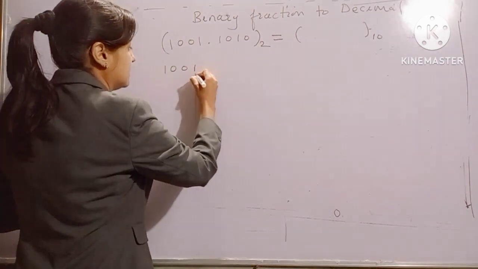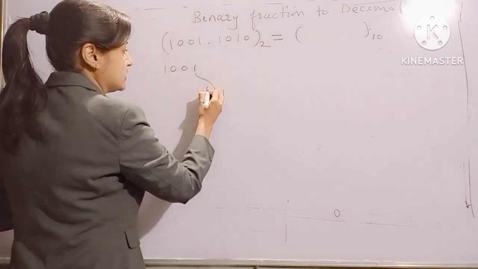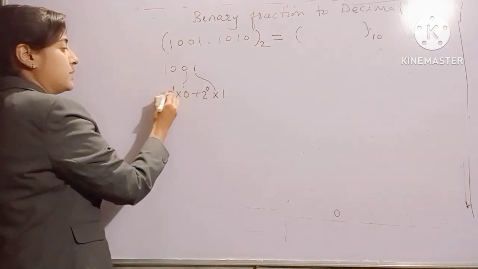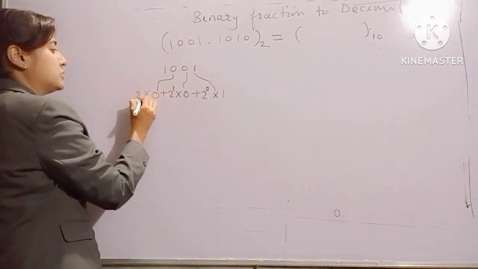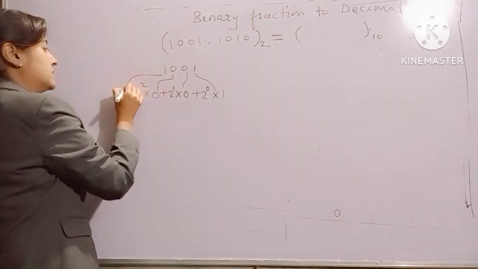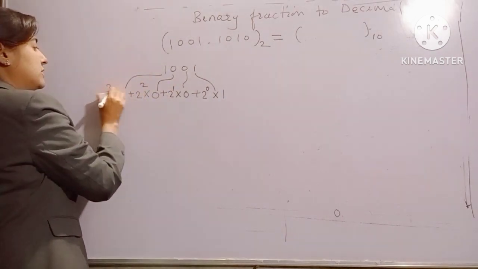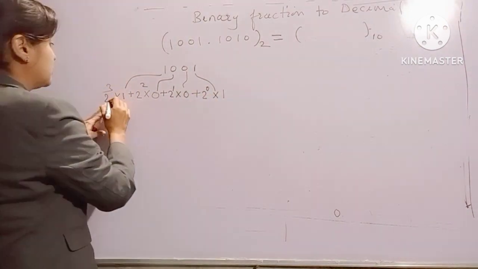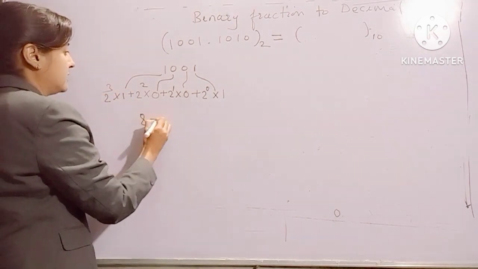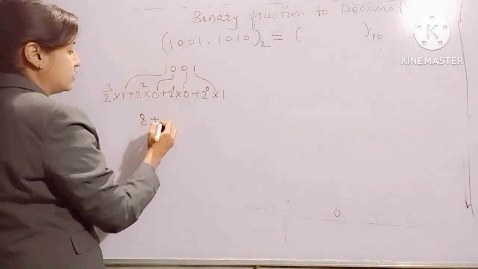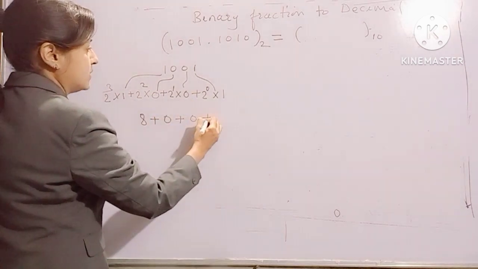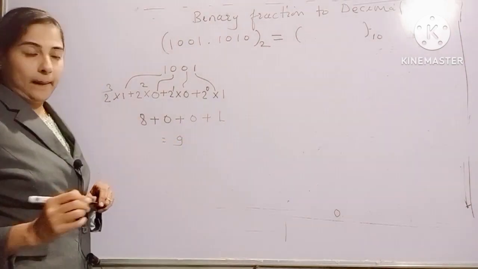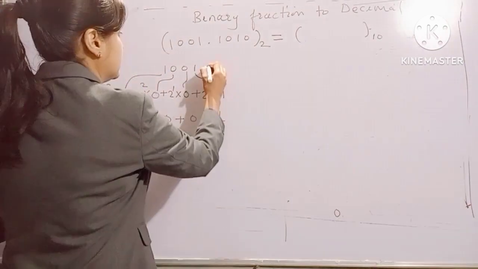So let's take 1 into 2 raised to 0, plus 0 into 2 raised to 1, plus 0 into 2 raised to 2, plus this 1 into 2 raised to 3. We are taking ascending powers of 2. So 2 raised to 3, that is 8, into 1, that is 8. 2 raised to 2, that is 4, into 0, that will be 0. Again this 0, plus 2 raised to 0 is 1. So I am getting this as 9. For this I am getting 9 in decimal.